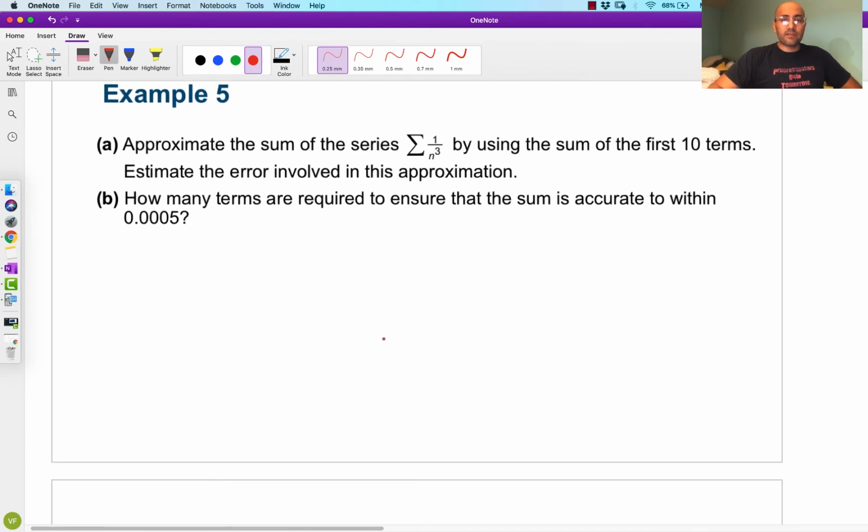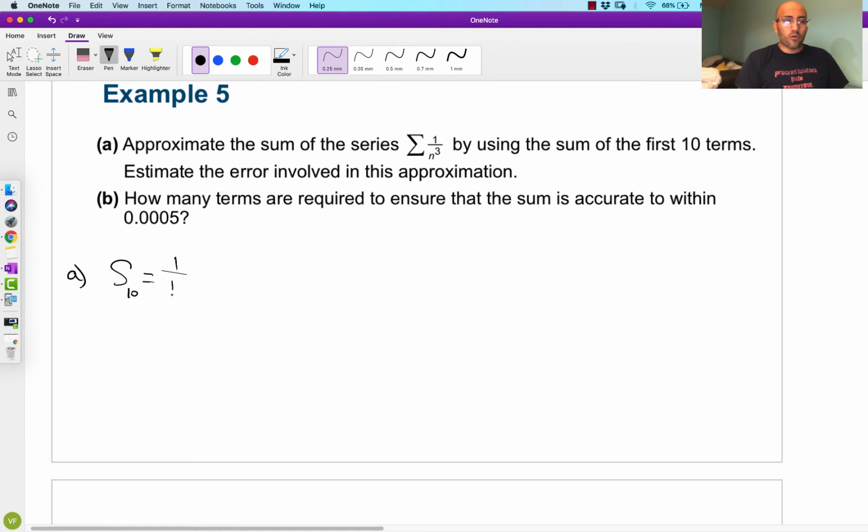Approximate the sum of the series 1 over n cubed by using the sum of the first 10 terms. Estimate the error involved in this approximation. So this is part A. It's just going to ask us to figure out what S sub 10 is. Find the sum of the first 10 values.